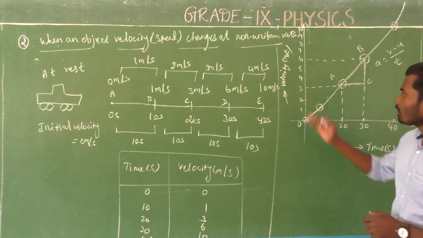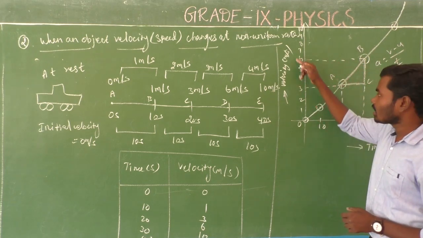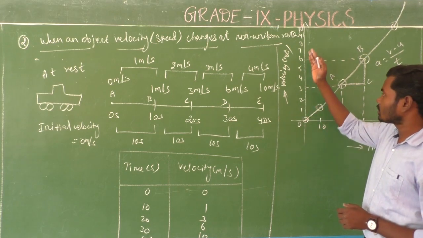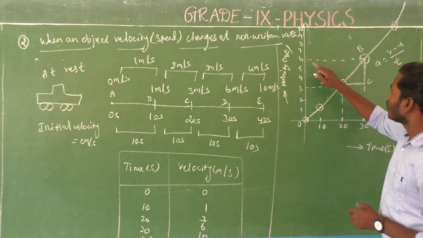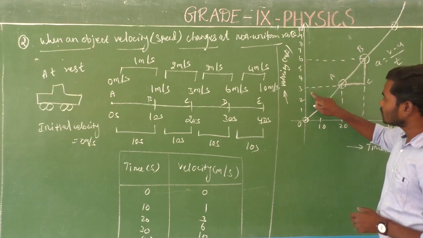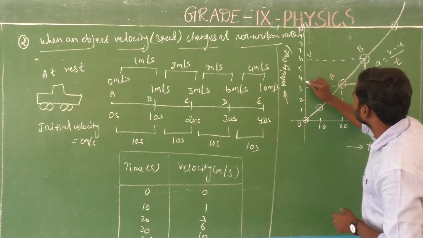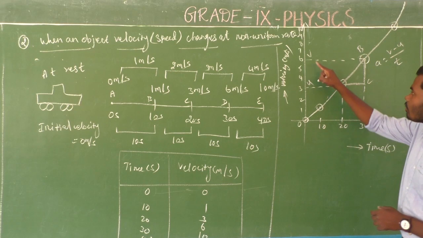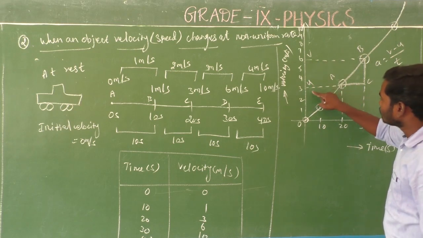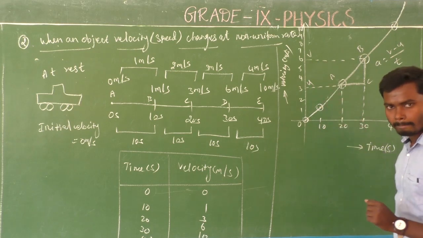We have taken velocity along the y-axis. So this is velocity. Here, this is final velocity and this is initial velocity. So V, this is U. So final velocity is 6 meters per second and initial velocity is 3 meters per second.